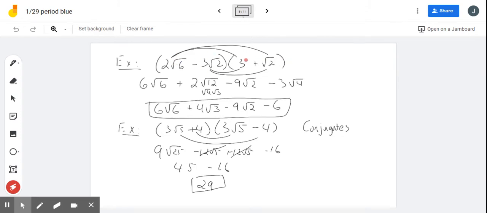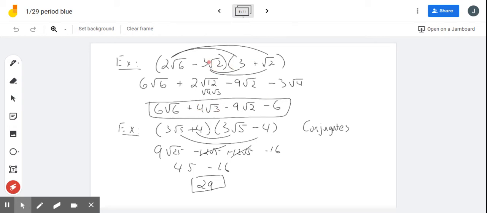So first times first, it would be rational times rational. 2 times 3 is 6, so 6 root 6 would be our first product. Outside times outside, we've got 2 root 6 times root 2. The rational times the rational, we multiply here, so we get 2 root 12 as our next term. And we can simplify 2 root 12. We can break it up into root 4 and root 3. Square root of 4 is 2. That becomes rational and can multiply with the 2 already on the outside. And that's going to simplify to 4 root 3.